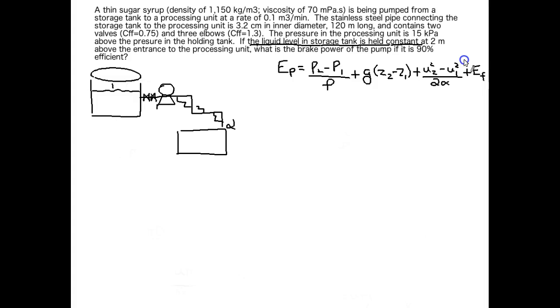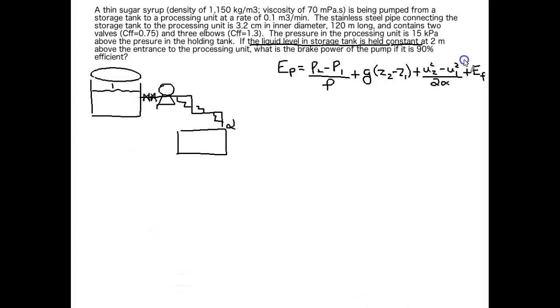Now let's look at our potential energy term. We are told that the liquid level in the storage tank is held constant at 2 meters above the entrance to the processing unit. And that information is Z2 minus Z1. So we can't get rid of anything in our potential energy term because we do have a height difference.